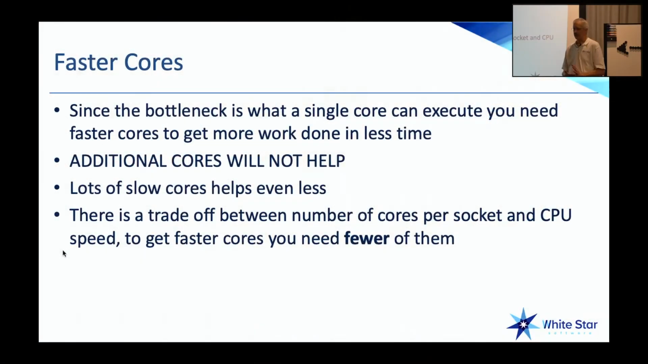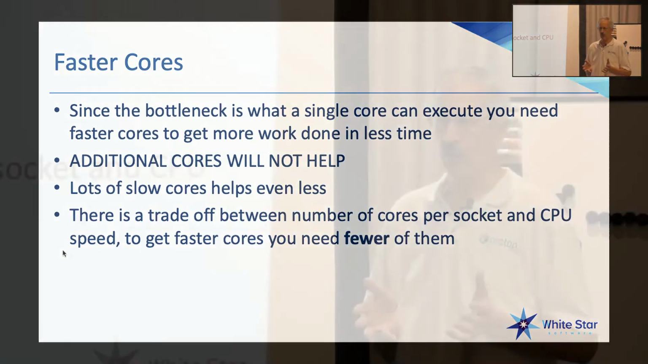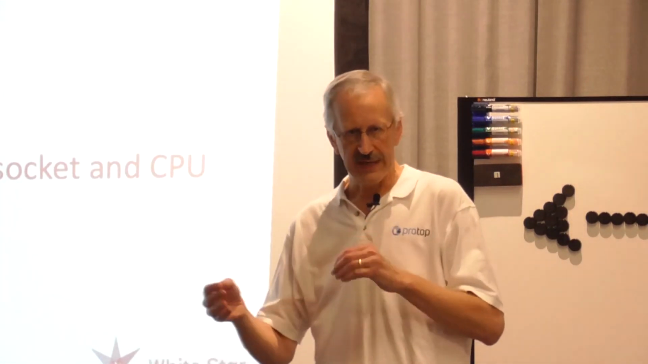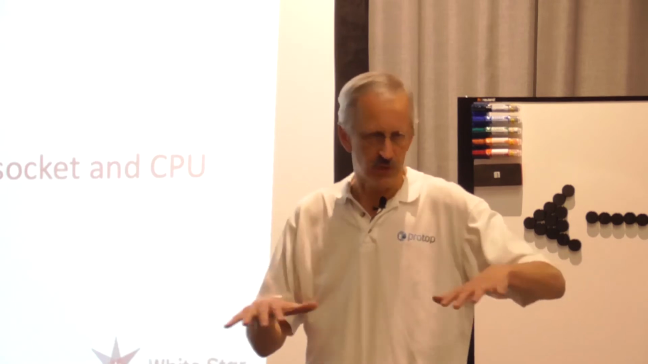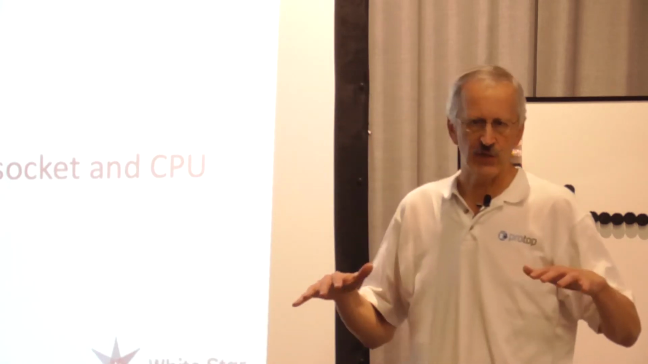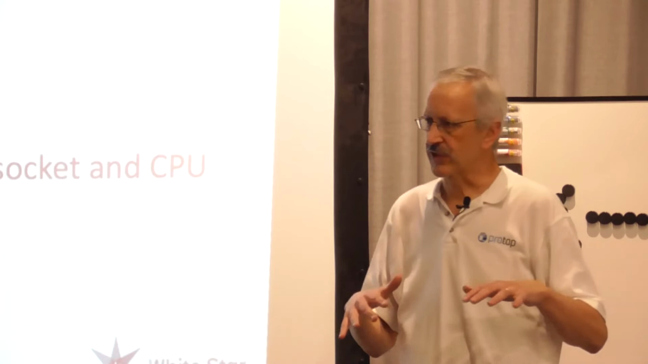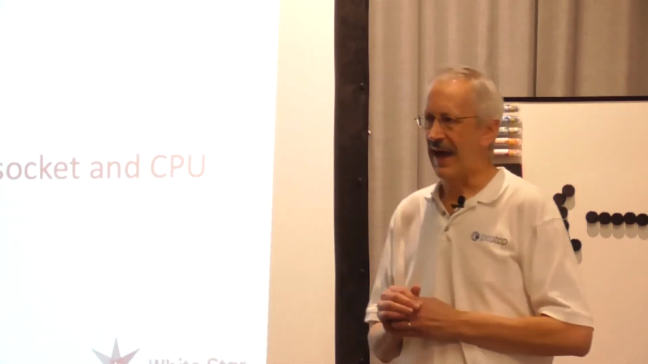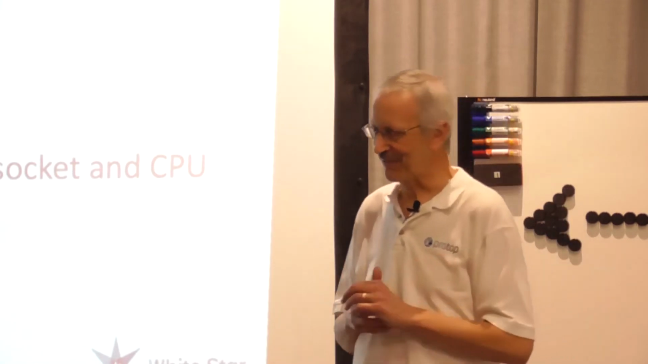And lastly, faster cores. So since your bottleneck is really how fast a core can actually get the work done, getting a faster core will help you out with that. What won't help you out is more cores. Because remember, the whole problem here is the single-threaded access of a core to your data. Having more cores just means that more people are trying harder, which means it's like a traffic jam. It's going to be an even worse traffic jam. Adding more drivers doesn't solve traffic problems. Adding faster cars solves traffic problems.